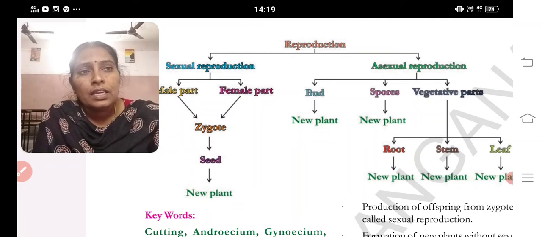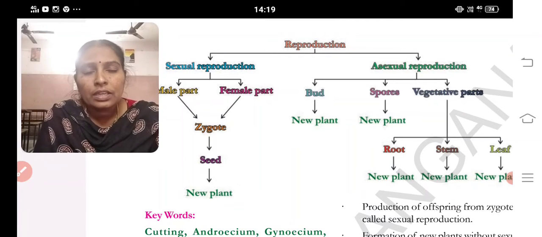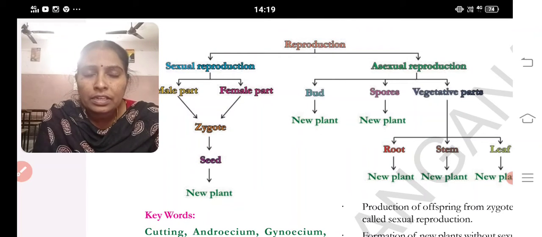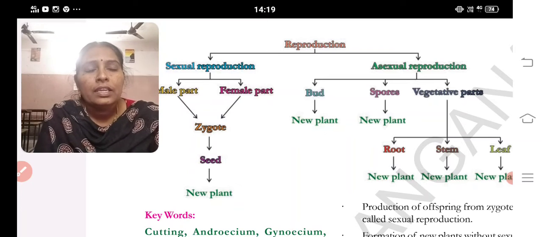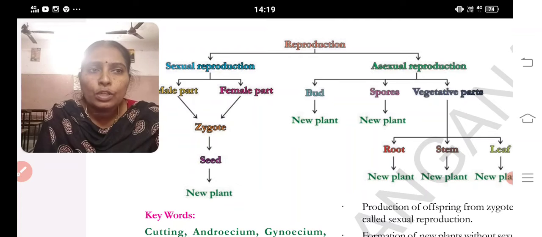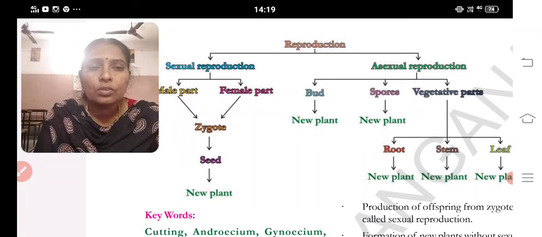This is known as asexual reproduction. Reproduction in plants has two types: sexual reproduction and asexual reproduction. In sexual reproduction, the male and female parts combine to form a zygote, and the zygote converts into a seed, and the seed will give the new plant. Asexual reproduction again has three types: bud, spores, and vegetative parts. Bud will give a new plant, spores will give a new plant, and vegetative parts, root, stem, leaf, also act as vegetative reproduction. That is known as asexual reproduction. Without seed, we can grow plants by budding, spores, and vegetative parts.